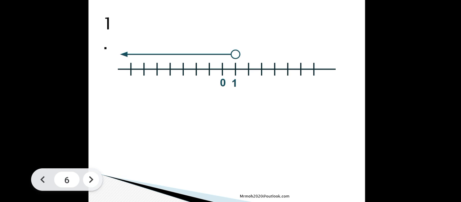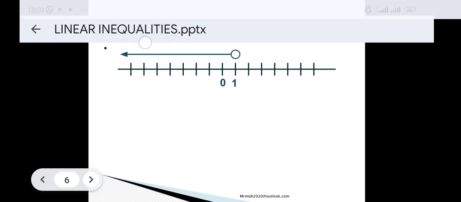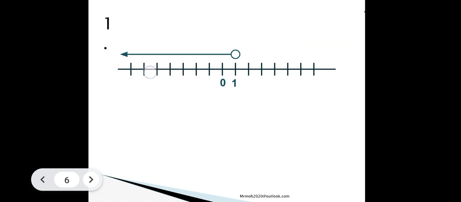Let's look at the next one. What do you think this will be? It has a hollow dot, which means there will be no equal to sign. And look at where the arrow is facing. The arrow is facing towards your left hand side, which signifies that it is less than. So this number line depicts that x is less than 1.